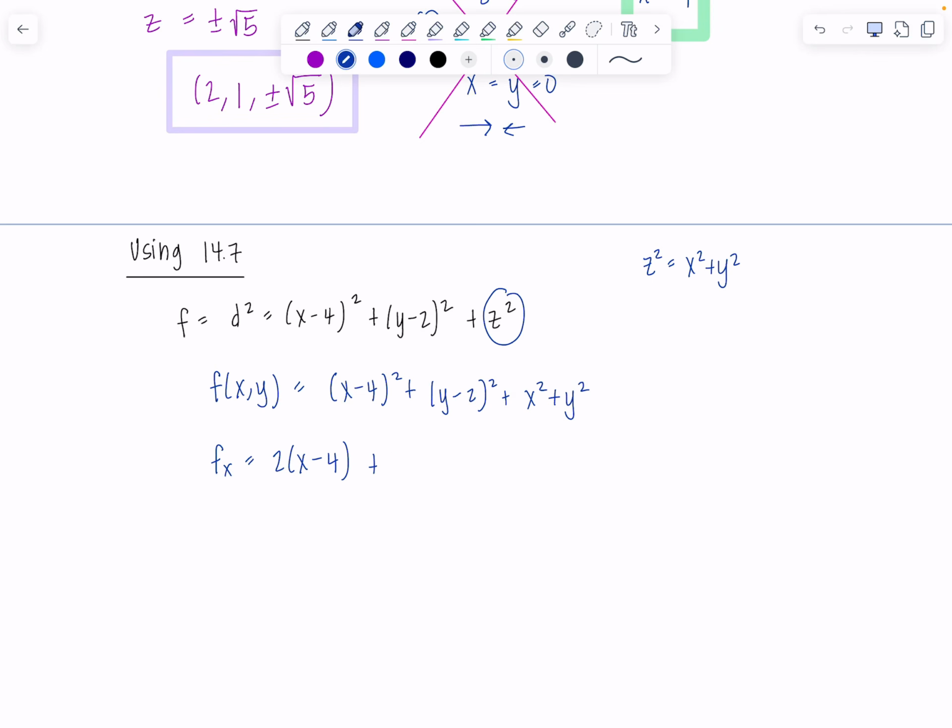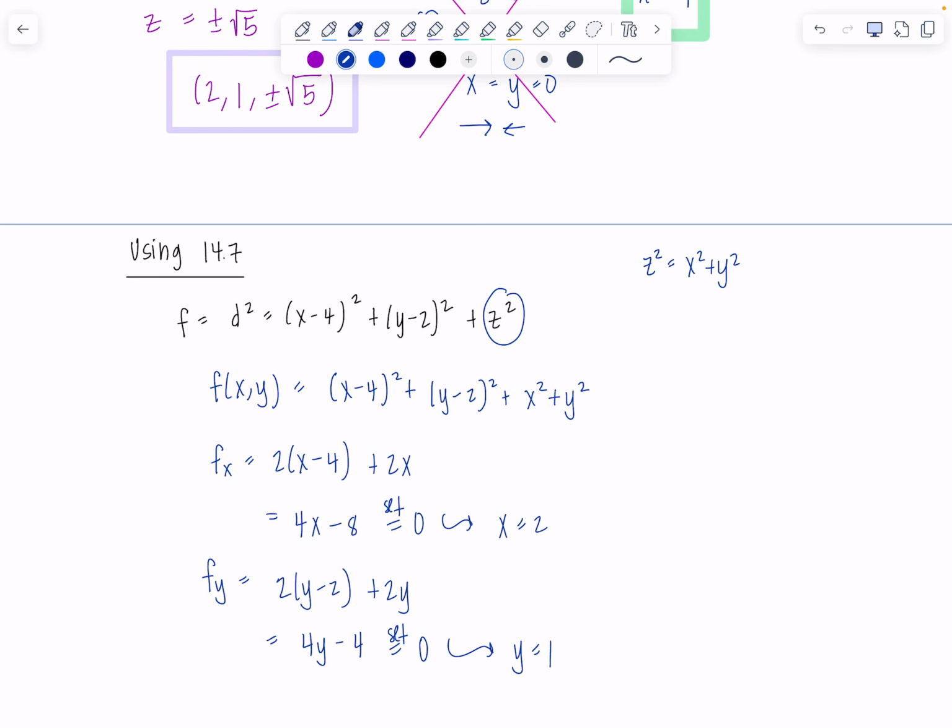2 times x minus 4 plus 2x. Good. And then let's just clean that up. That's going to be 4x minus 8, right? If I set it equal to 0, I get, and then partial with respect to y? 2y minus 2 plus 2y, which is 4y minus 4. Set it to 0.